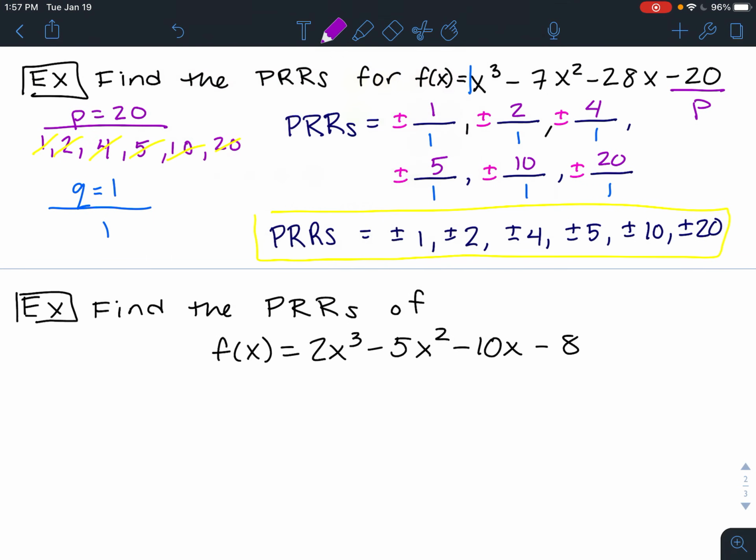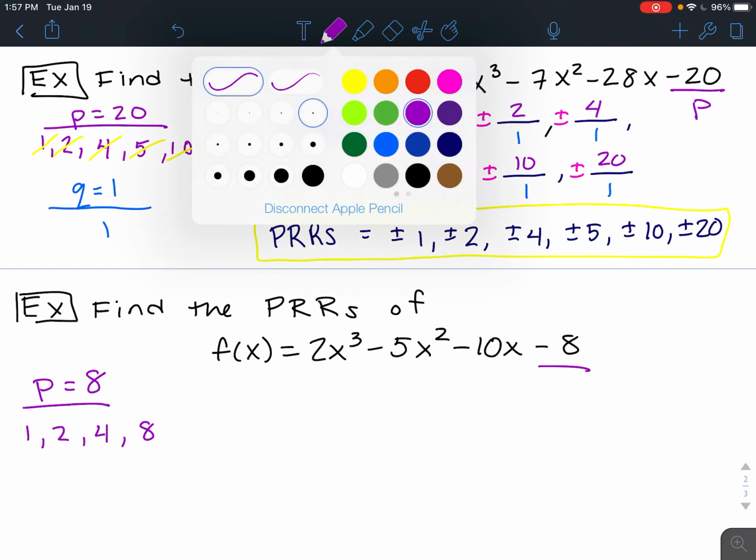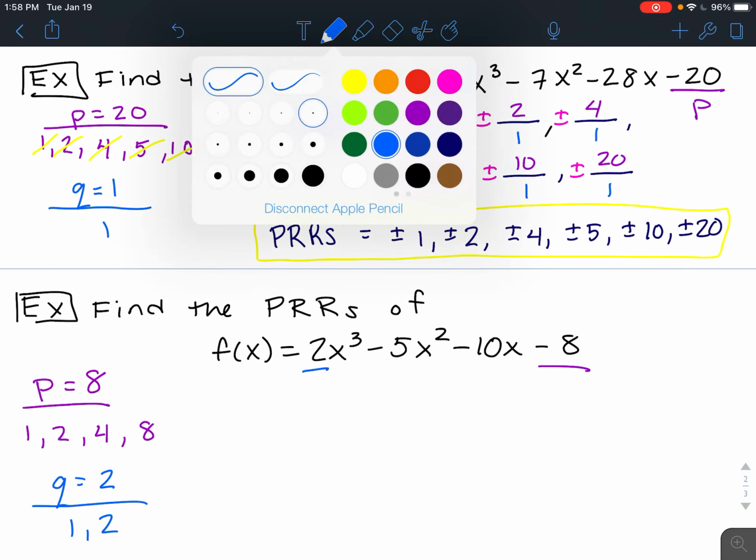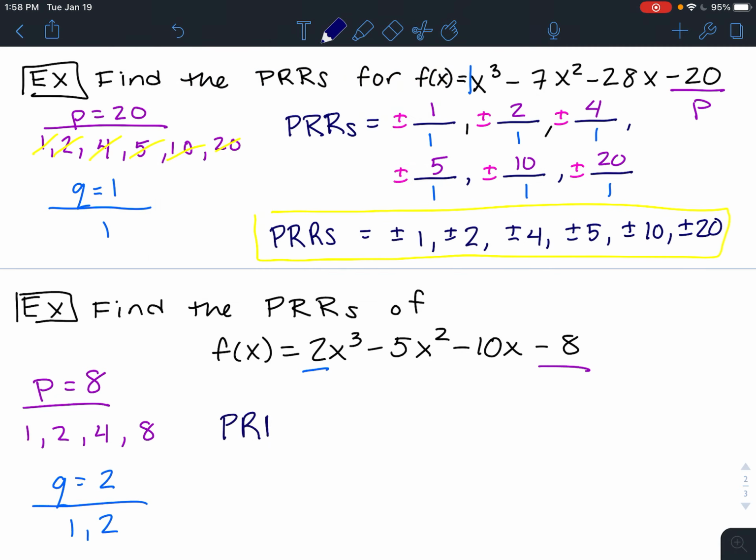So again, you want to find your constant term first, so that's going to be an 8. So my p is 8, and all of the factors of 8 are 1, 2, 4, and 8. And then my leading coefficient, my q value, is 2. And all of my factors of q are 1 and 2. So for my possible rational roots, I'm going to get plus and minus, and then I'm going to do each p number over each q number.